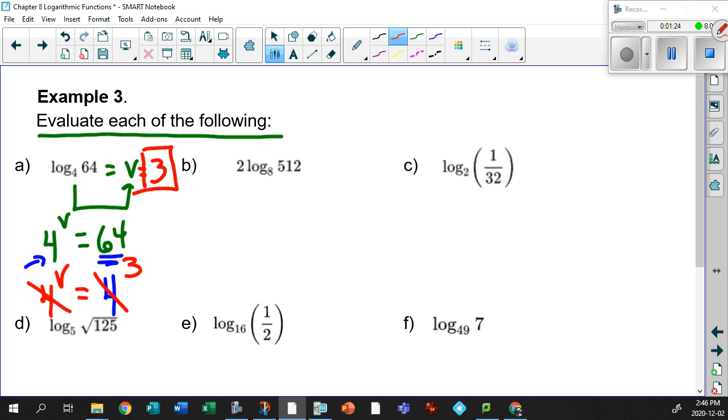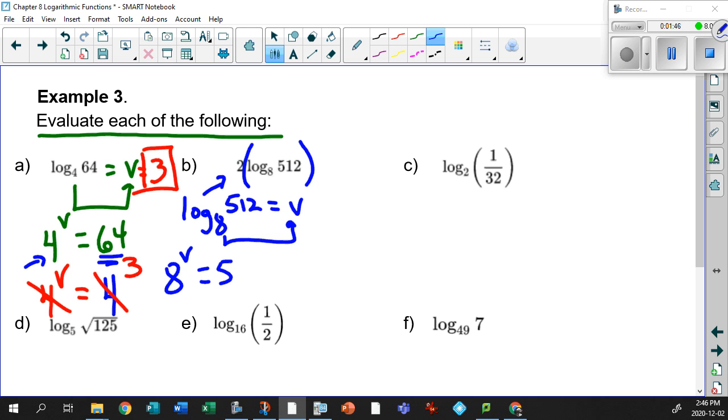That's no problem. Well, then, how about if we have something that has a 2 up front? So what? Just put a bracket around this. Do what's inside the bracket first. So if you look at this, this is now log base 8 of 512. Remember, let that equal v. 8 to the power of v equals 512. So that means this 512 has to be some sort of version of 8, 8 to the power of something. Okay, let's figure out what that is.